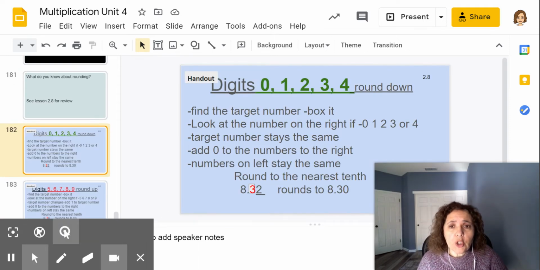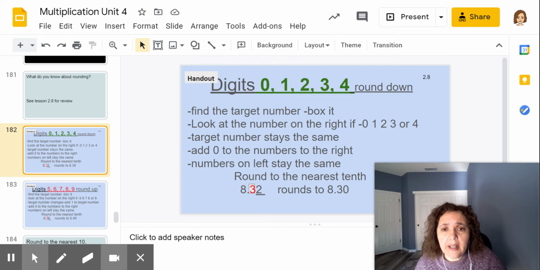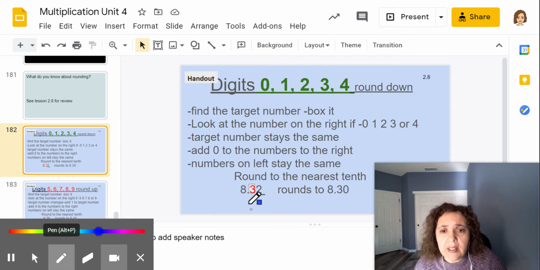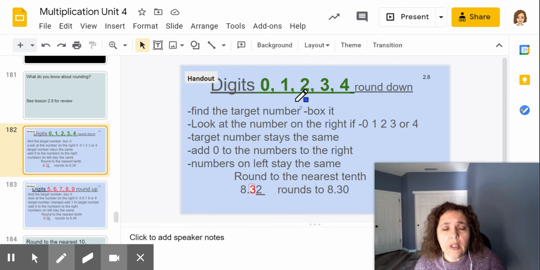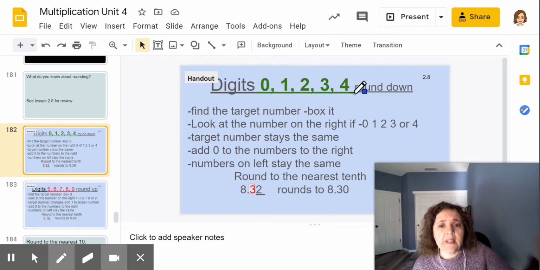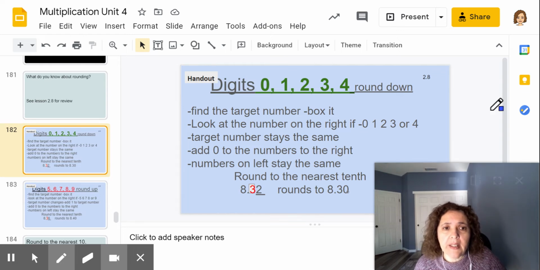Quick little review, you should have this handout from lesson 2.8 like I stated before. You find the target number, you box it in, look at the number on the right, if it's a 0, 1, 2, 3, or 4, then the target stays the same, add a 0 to the number to the right, the numbers on the left stay the same. So for example, if we round this to the nearest tenth, our target number is the tenth, so I boxed it in. So I look at the 2. The 2 is 0, 1, 2, 3, or 4, rounds down. So the 2 becomes a 0, the 3 stays the same, it becomes 8.30. And I'm going over this fast, I know, but if you need more help, again, go back to lesson 2.8.